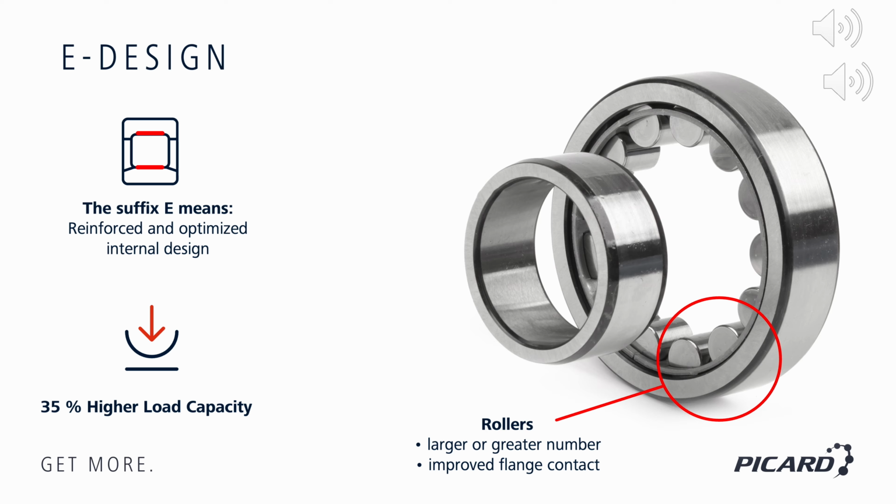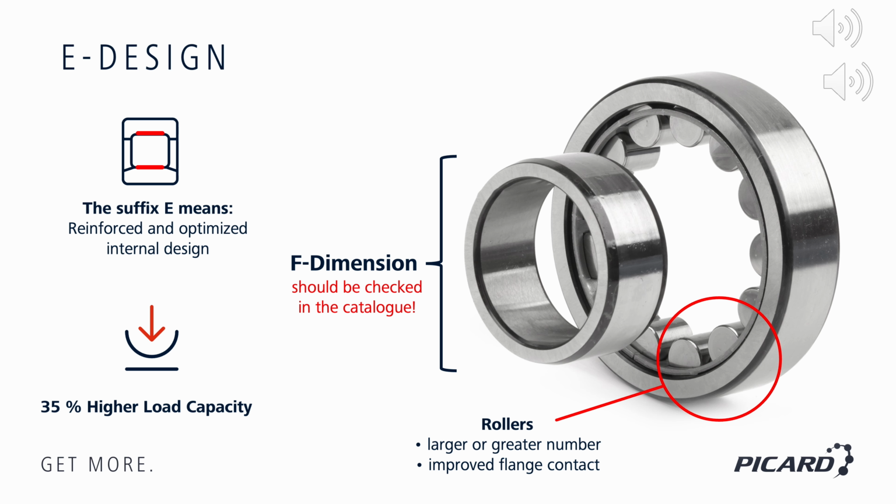Because the rollers are larger, the so-called F dimension becomes smaller. The F dimension refers to the outer diameter of the inner ring and can vary depending on the design. This is particularly relevant when the bearing is installed without an inner ring. Versions without the E design are relatively rare today and are mainly found among Japanese manufacturers. For this reason, the F dimension should always be checked in the catalog of the respective manufacturer.